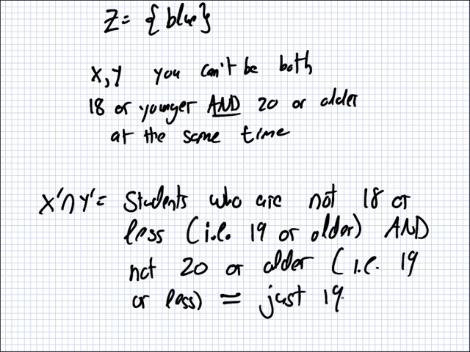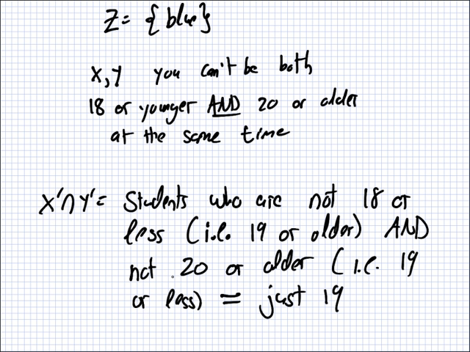What if it wasn't the intersection? What's the union of the two? If it was union, what would union be? Union would mean students who are not X, or not Y. So it'd be everybody except 19-year-olds? No. 19 or older, and then 19 or less, or 20 or older. So it'd be everybody. Yeah, all the ages.